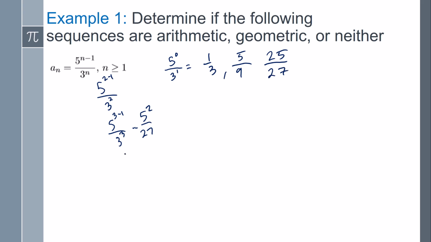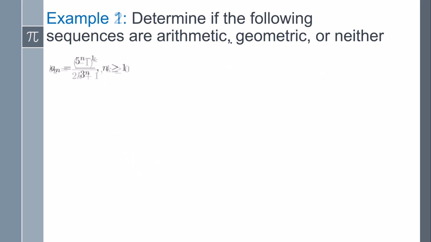I'll just do one more. If I plug in 4, 5 to the 4 minus 1 over 3 to the 4, that's going to give me 125 over 81. Usually by looking at about 4 terms of a sequence, you're going to be able to see the pattern. If we look at this, each time I'm multiplying by 5/3. Because I'm multiplying by 5/3 every single time, it's going to be geometric.